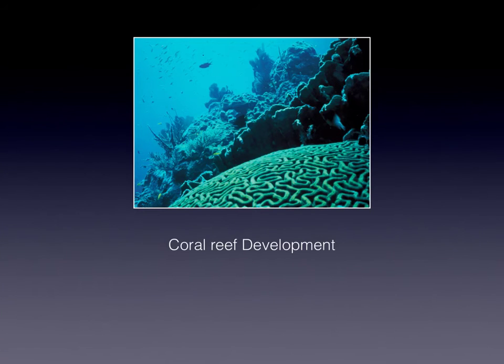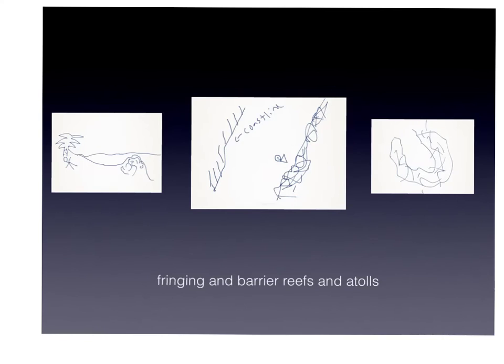For coral reef development, the water needs to be from 25 to 30 degrees Celsius. There needs to be a smooth, clean line of water that keeps coming in, and there needs to be a lot of sunlight. Fringing, barrier reefs and atolls.